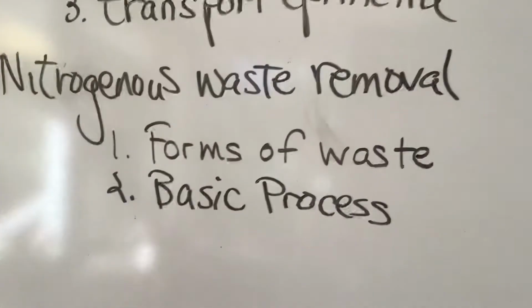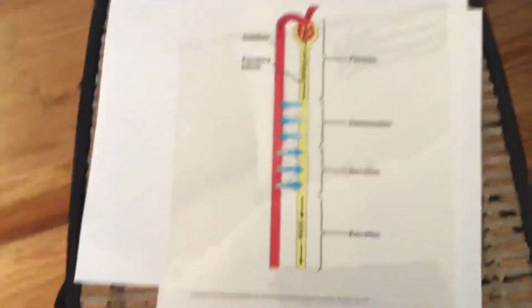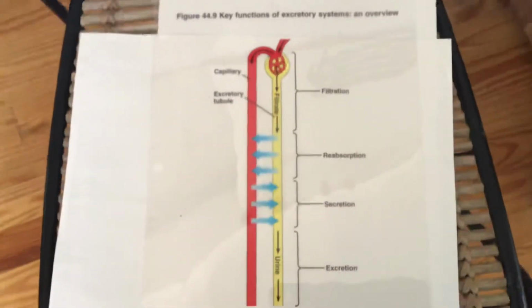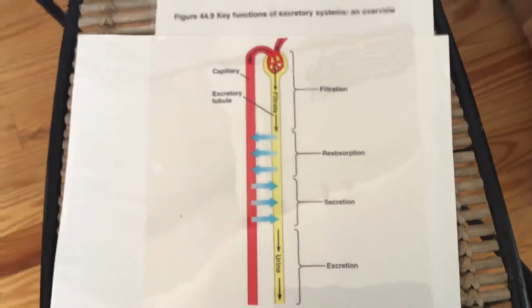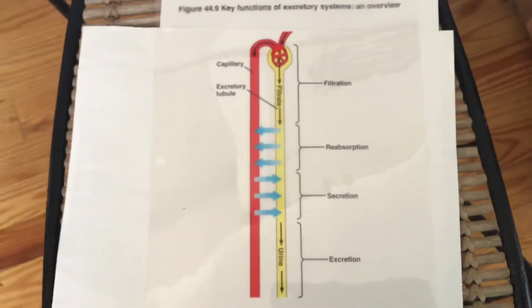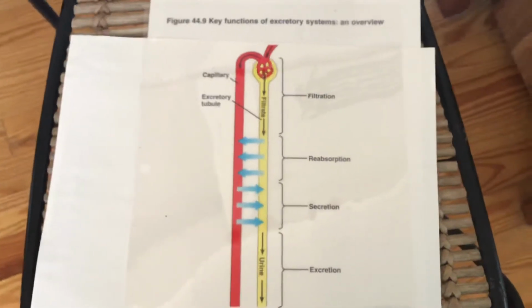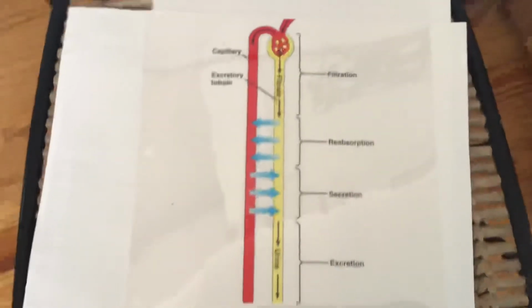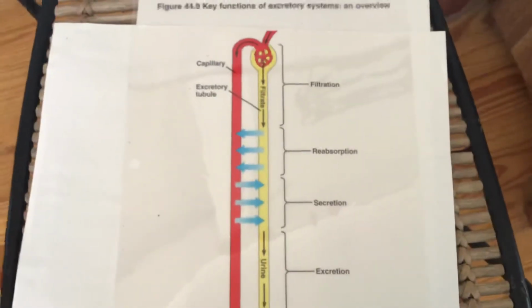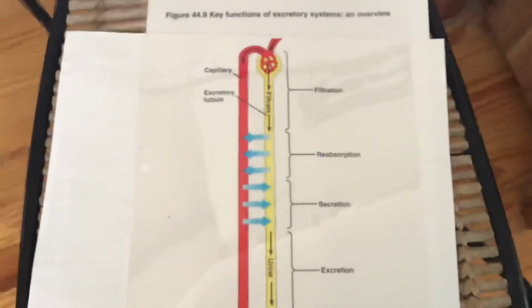The next thing is talking about the basic process. Okay, so the basic process involves four parts. The four parts are filtration, reabsorption, secretion, and excretion. Now this is a picture of a general nephron. That is one general filtration system.